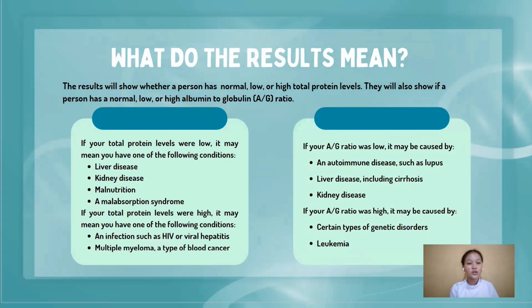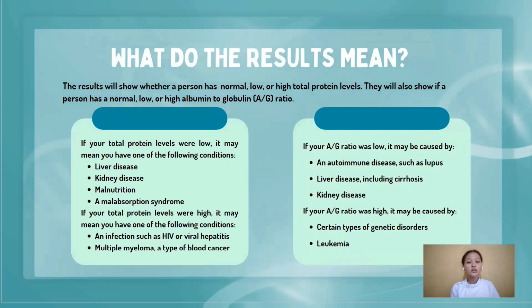Third, malnutrition, a condition in which your body does not get the calories, vitamins, or minerals needed for good health. Last is malabsorption syndrome, a type of disorder in which your small intestine cannot absorb enough nutrients from food. Malabsorption syndromes include celiac disease and Crohn's disease.